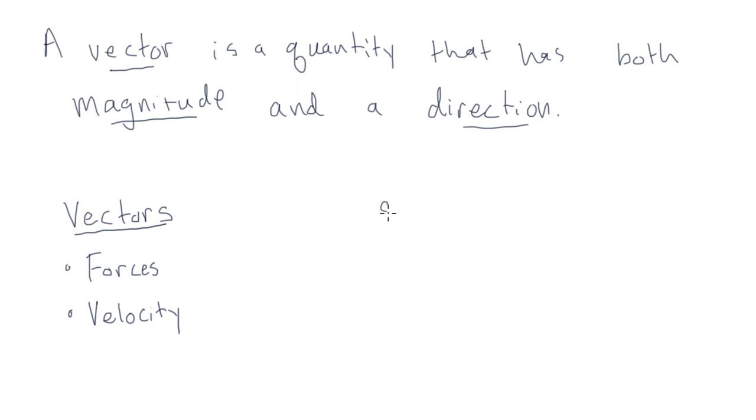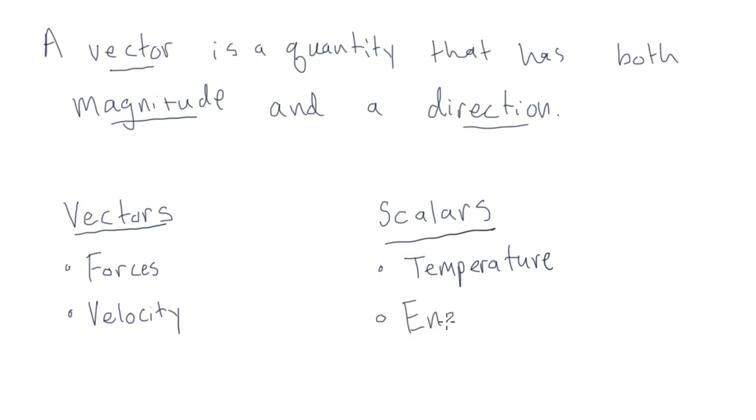So what about quantities that aren't vectors? Well, those would be scalars. And so some examples of scalar quantities would be temperature. So if I ask, what's the temperature outside? I'm just going to get a quantity, 28 degrees. And there's no direction in that temperature. It's just the temperature. It's just a quantity. So another example of a scalar would be energy.